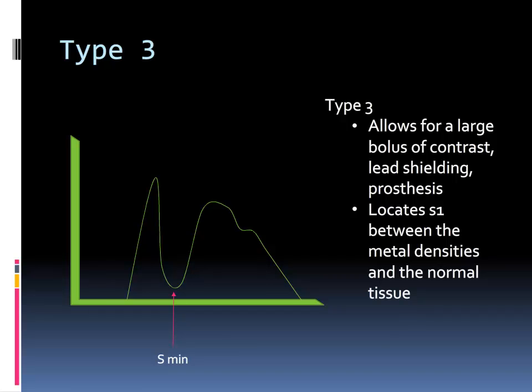The third type of histogram has a spike of bright pixel values on the left side of the histogram. This is representative of something difficult to penetrate within the collimated border. It could be a bolus of barium or a metal prosthesis that is attenuating the X-rays and not allowing them to interact with the image receptor in that area. The S-min is located to the right of this spike.